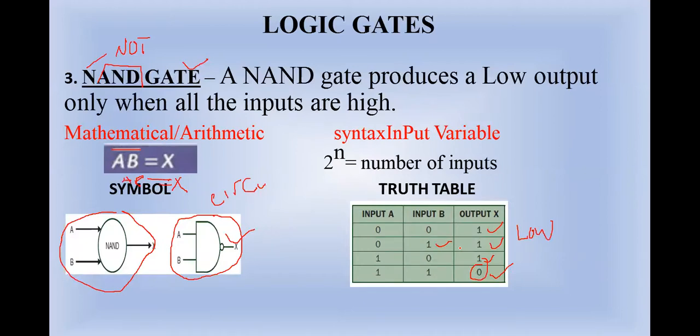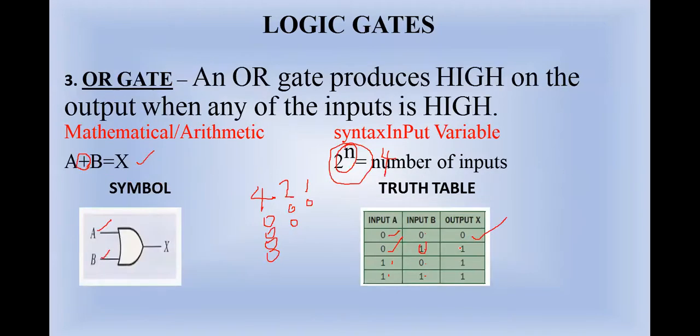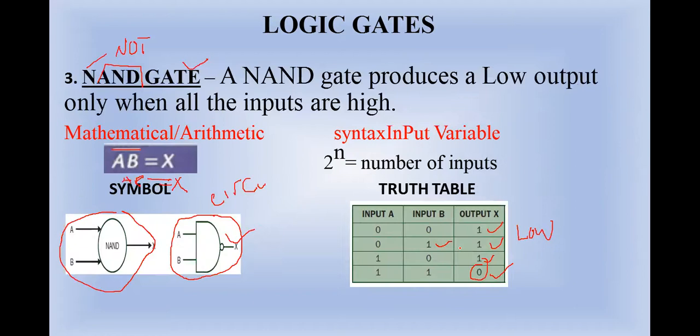Then that one will give you a 0 when both of the inputs are high. So there is a direct conflict between these two, the OR gate and the NAND gate. The OR gate has only 1 0. That is when both of the inputs are 0. The NAND gate has only 1 0. That is when both of the inputs are high. And obviously, that's the logic circuit of the NAND gate.